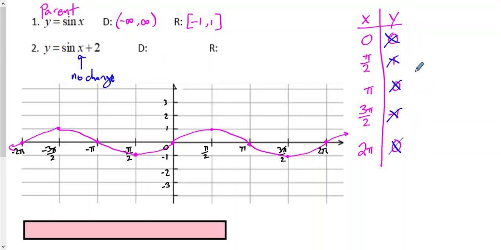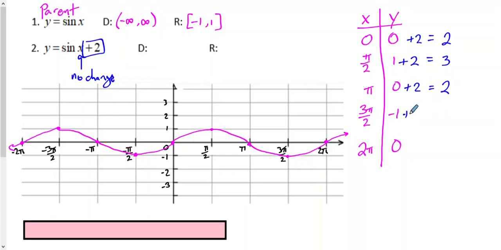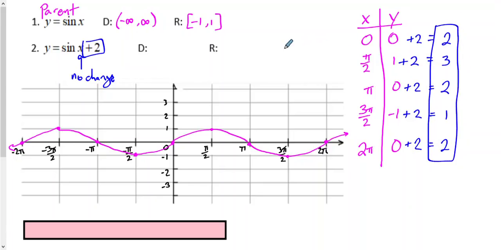Well, that's a little drastic. Let me get rid of those. No longer are we looking at those values. Instead, we're going to adjust them by adding 2 to each one. So when x is 0, y is now 0 plus 2, which is 2. When x is pi over 2, y is now 1 plus 2, which is 3. And we can go ahead and add 2 to each of these. Negative 1 plus 2 is positive 1. 0 plus 2 is 2. So these are our new y values.